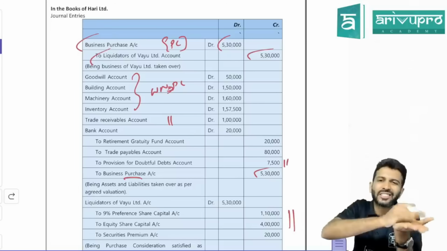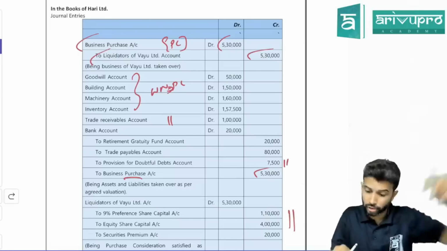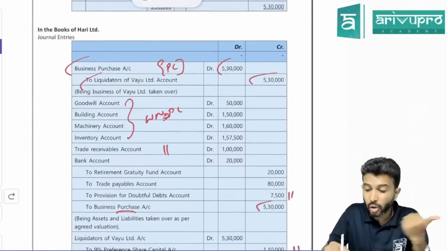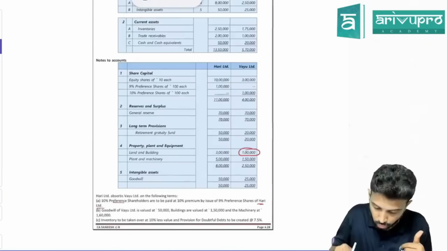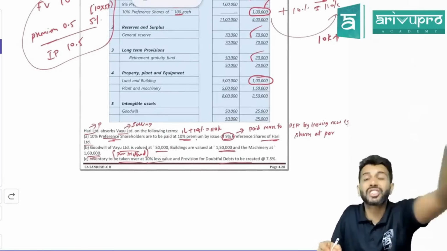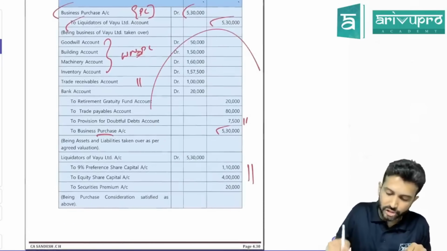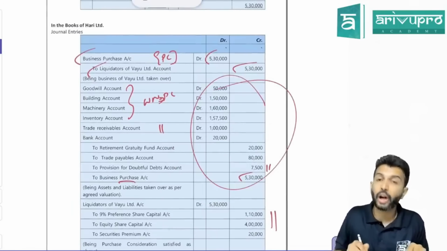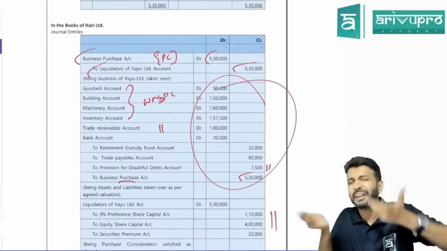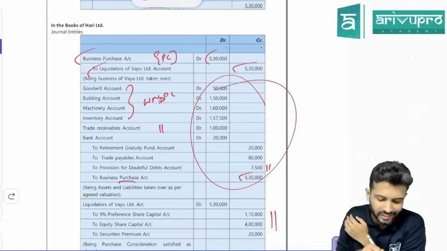PC is missing, so net assets and PC will be the same. You will not get any goodwill or capital reserve. Sir, here we already have goodwill. That is the goodwill given in the question. Other than the goodwill given in the question, no extra goodwill or capital reserve will come to you. If you have any extra goodwill or capital reserve, this journal entry will not match. It will have a balancing figure. If that balancing figure comes on the credit side, it is capital reserve. If it comes on the debit side, it is goodwill.